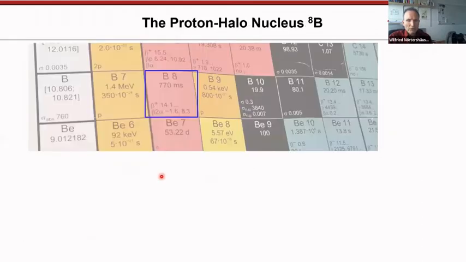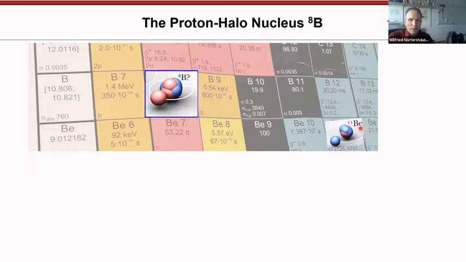Now, if we look a little bit further up and go to boron, there is a very particular nucleus here, boron-8, which is believed to be the best proton halo candidate. So here is a proton in a halo state. We have a one-proton halo nucleus, which has a beryllium-7 core and one proton. This is similar to beryllium-11, which is a one-neutron halo nucleus with a beryllium-10 core and one neutron around it.